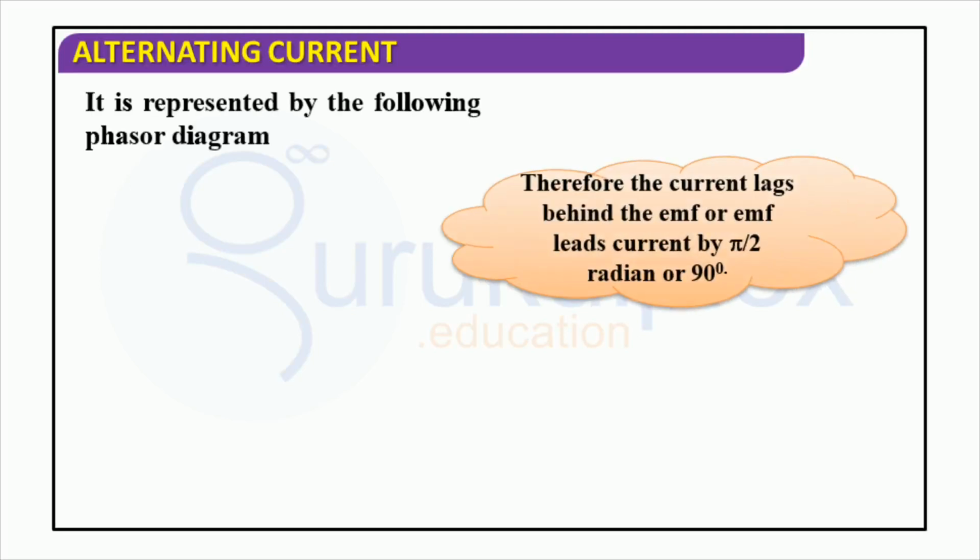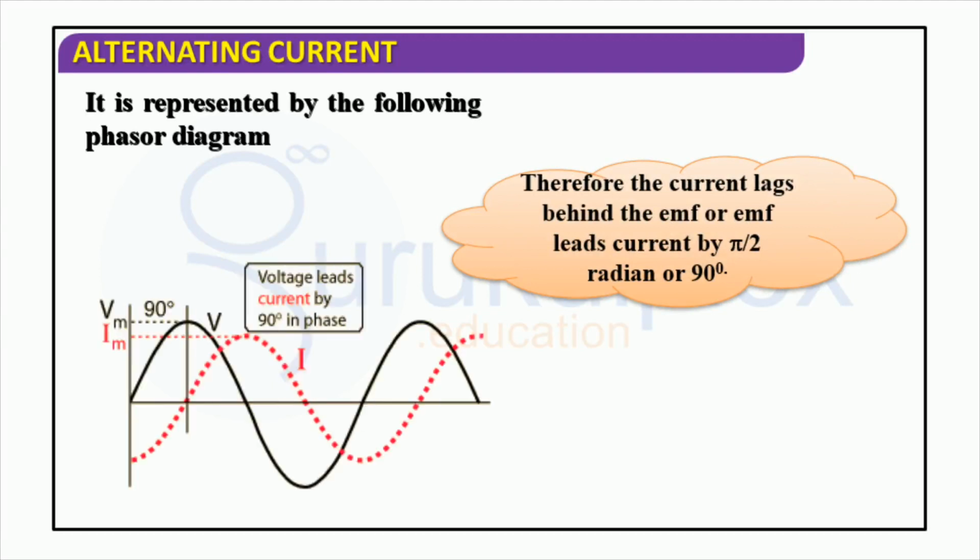The characteristic feature of this circuit is that the current lags behind the impressed EMF. This implies that the current is at its maximum when the impressed EMF is zero. Moreover, the EMF leads the current by 90 degrees, or by pi/2 radians. To represent this relationship between the current and the impressed EMF in an AC circuit, the phasor diagram is used.